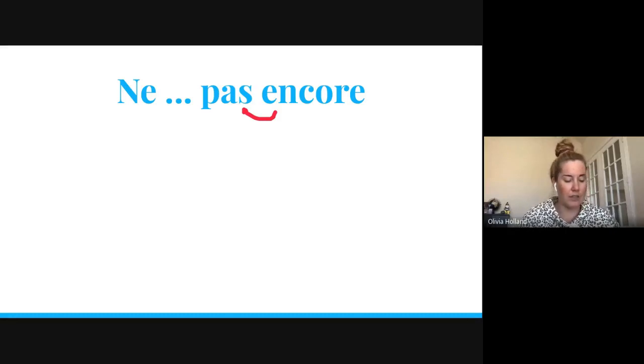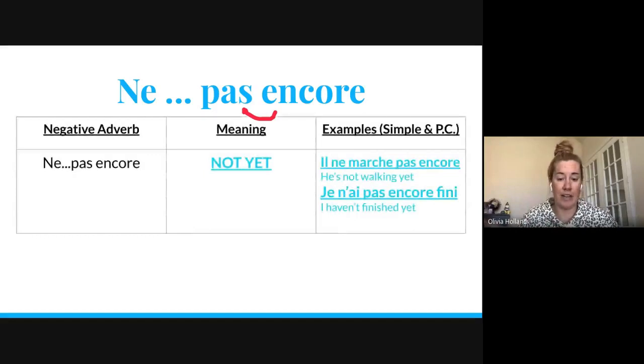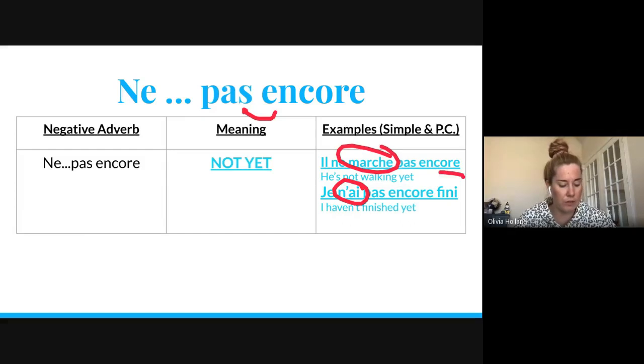So for this one, you're just adding a second word after the pas, and it means not yet. So for example, il ne marche pas encore, or je n'ai pas encore fini. I haven't finished yet. And again, you still have the ne pas around the verb. The only difference is you add this second word encore, okay?